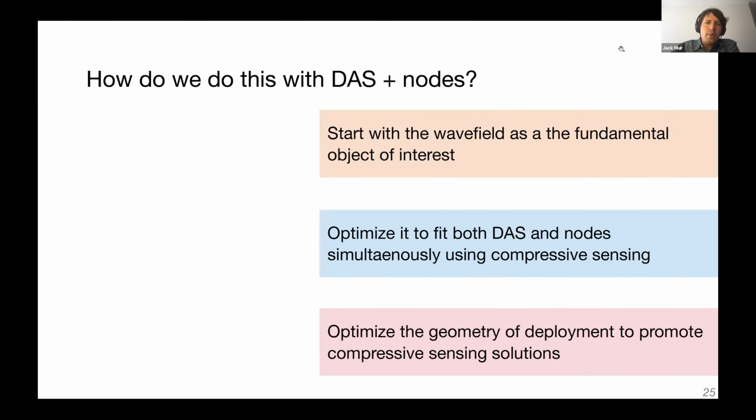So how do we do our wavefield reconstruction with distributed acoustic sensing, and how do we combine it with point sensors? Because as I said, one of the challenges going into the future is going to be combining heterogeneous data sets. So the idea here is, once again, we're going to start with the wave field as a 3D object as the fundamental object of interest, rather than just individual time series. We're going to optimize the wave field to fit both DAS and nodes simultaneously using compressive sensing, or potentially DAS or nodes by themselves. And we're going to look at how we can optimize the geometry of the deployment to promote compressive sensing solutions.